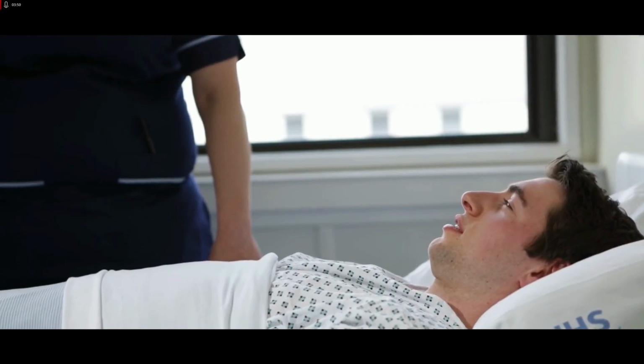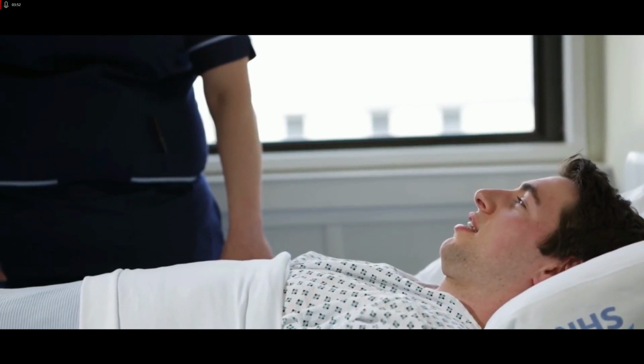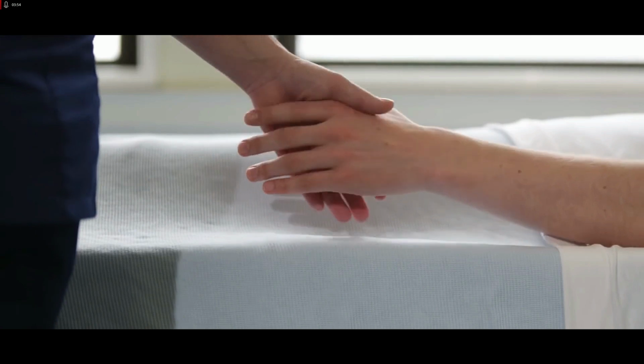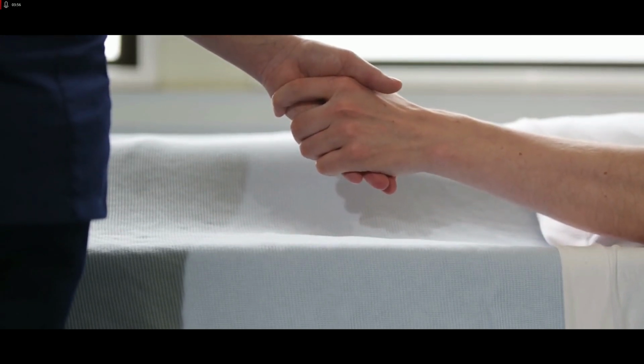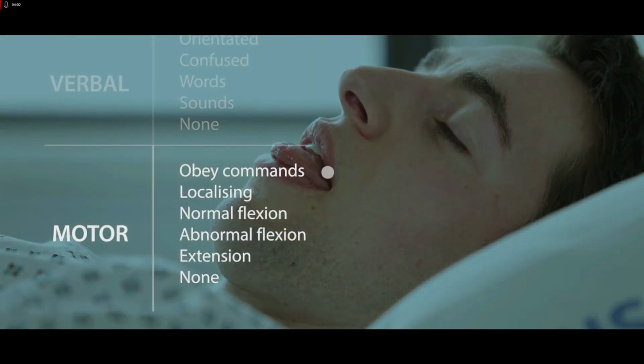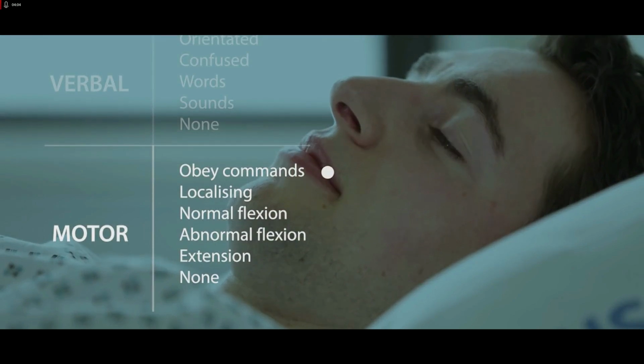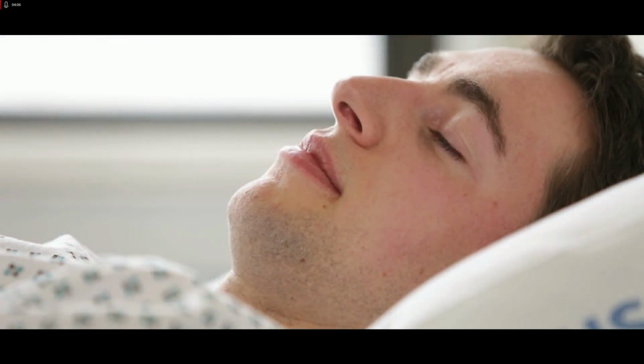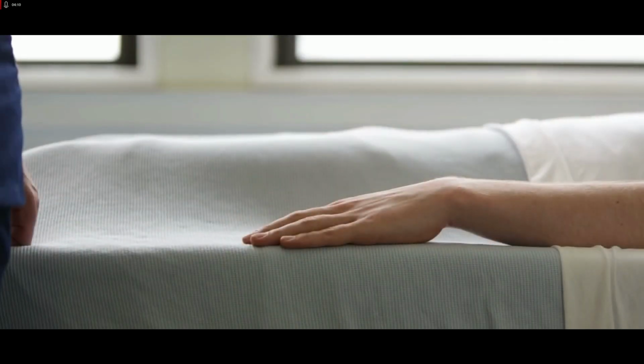To assess the motor component of the coma scale, first ask the patient to perform a 2-step action by asking them to grasp and release your fingers with their hand, or opening their mouth and sticking out their tongue. If the patient does this, record obeys commands. If the person can't move their arms, for example because of a spinal injury, you should ask them to open their mouth and stick out their tongue.